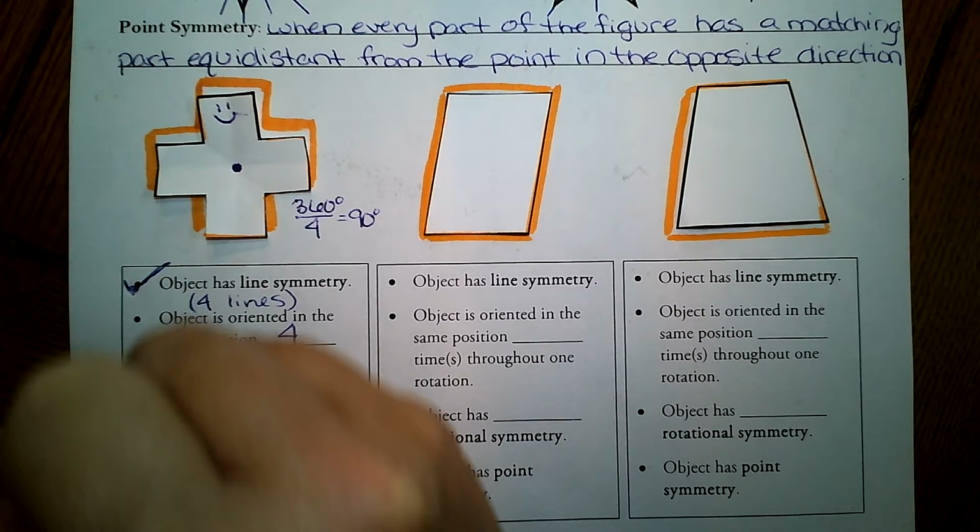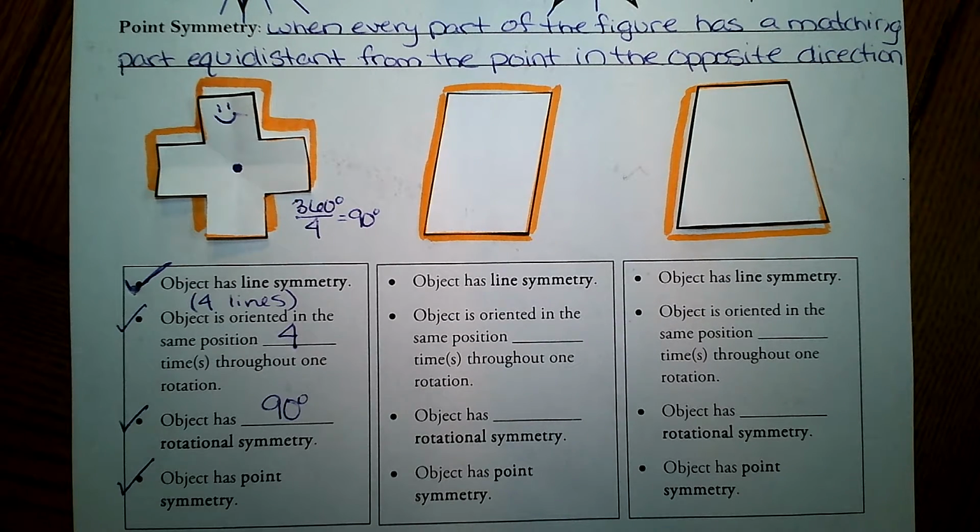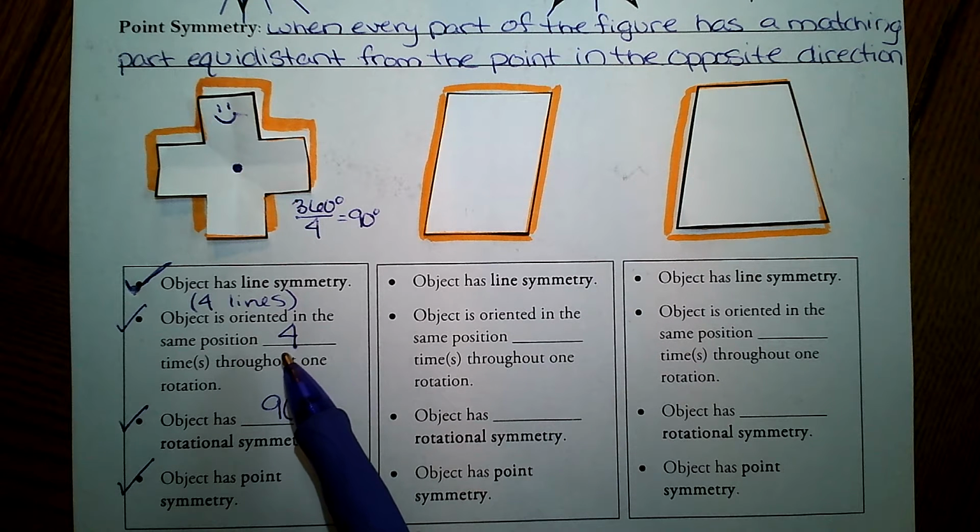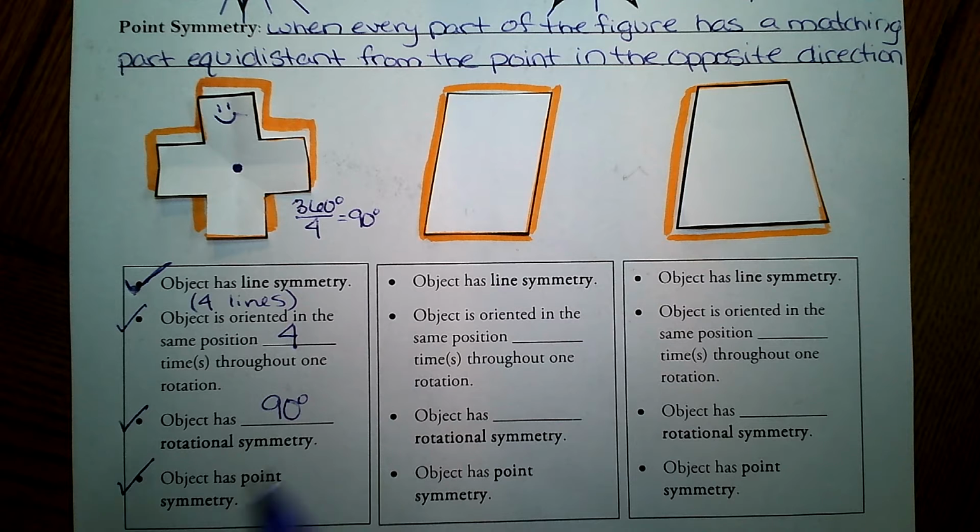In fact, it's got all 4 of these things going for it. It has 4 lines of symmetry. It can be rotated 4 different positions along one revolution. So it does have 90-degree rotational symmetry, and it's also got point symmetry.